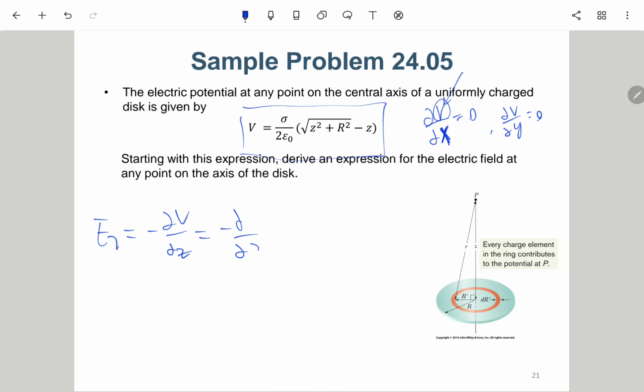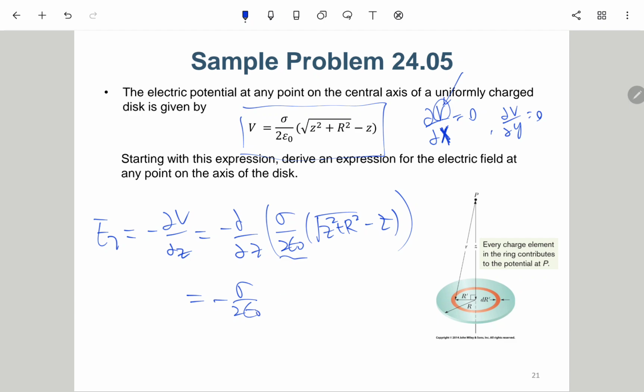V partial x. Sorry, I mean this one should be z, this one should be z. Then we can put down this expression: sigma over 2 epsilon naught, times the square root of z squared plus R squared minus z. This one is a constant, so we can just put it outside, minus sigma over 2 epsilon naught.